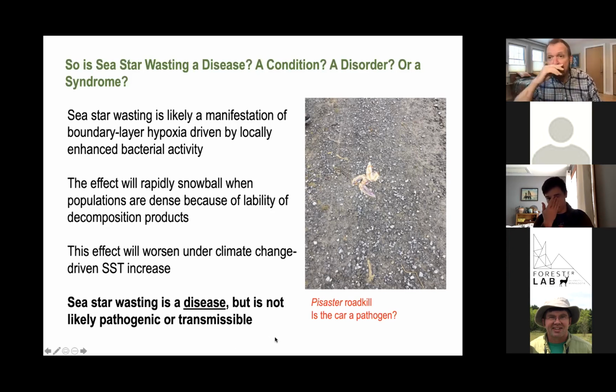All right, so that's a key take-home point. It looked like a transmissible disease caused by a pathogen. We now do not believe that to be the case. We believe this to be an exacerbated natural condition from environmental variation that happens to have been really intense in 2013.